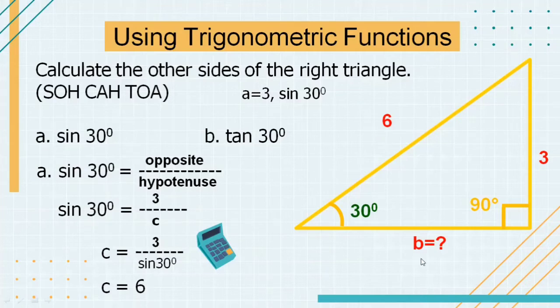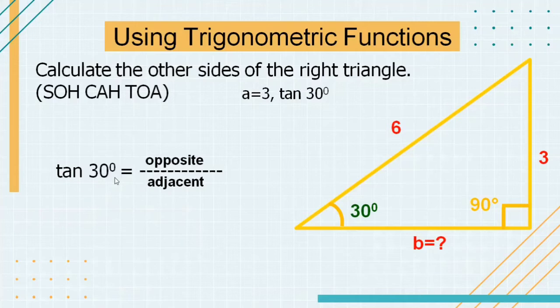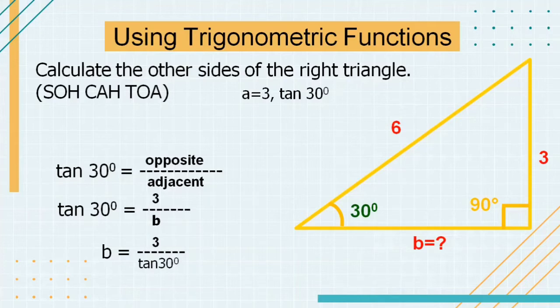Now let's solve for the adjacent side represented by our b. Using tangent of 30 degrees is equal to the opposite side divided by its adjacent side. Substituting our values, tangent of 30 degrees is equal to 3, which is the opposite side, and our adjacent side is represented by our b. Using cross multiplication, that would be b is equal to 3 divided by tangent of 30 degrees. Using the calculator, 3 divided by tangent of 30 degrees is equal to 5.2. Now for our hypotenuse, the value is 6, and for our adjacent side, the value is 5.2.